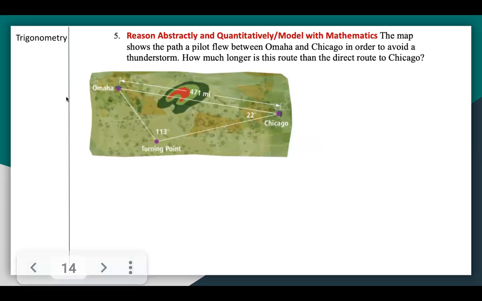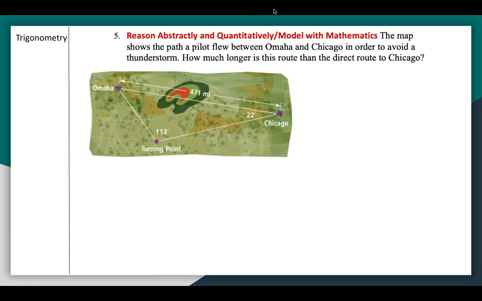Okay, but number 5, reason abstractly and quantitatively. The map shows the path a pilot flew between Omaha and Chicago in order to avoid a thunderstorm. How much longer is the route than the direct route to Chicago?